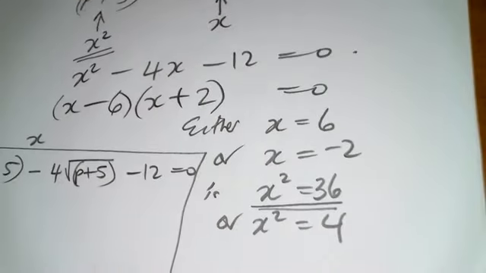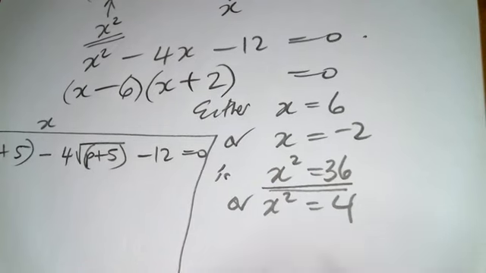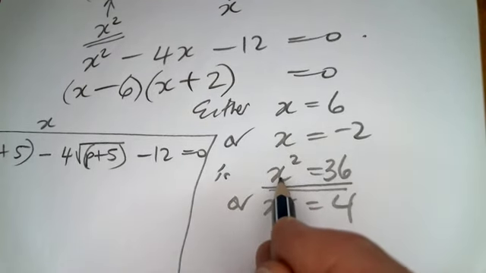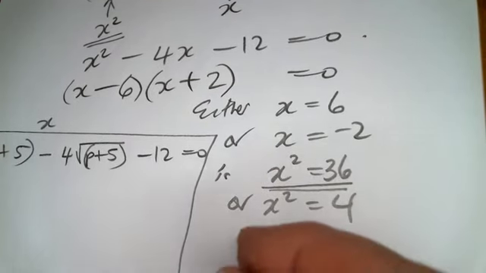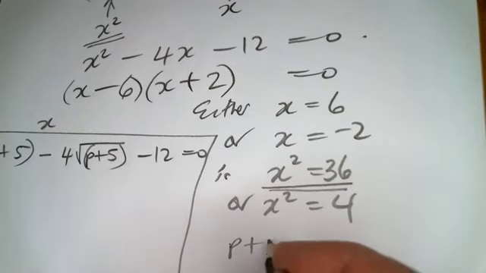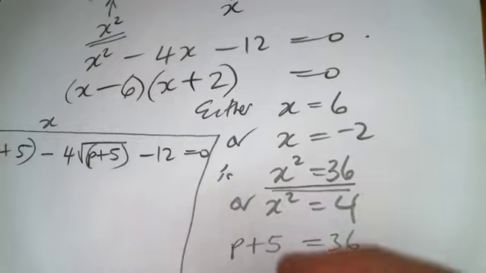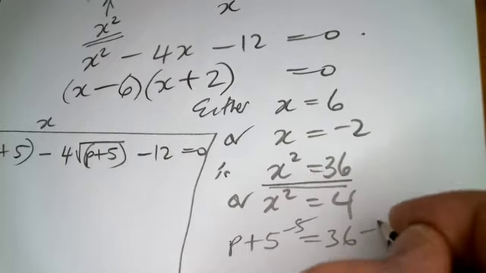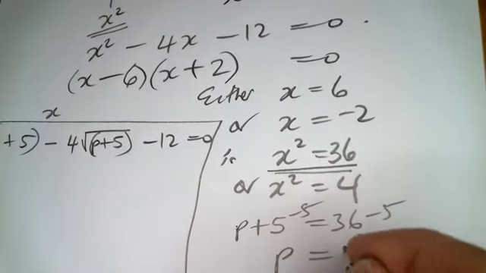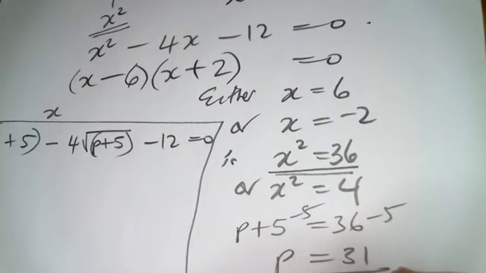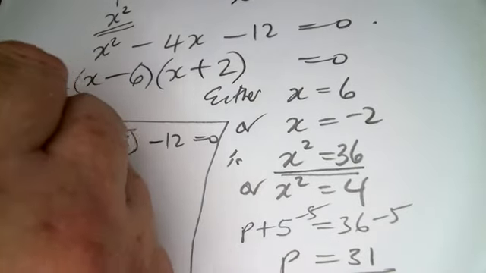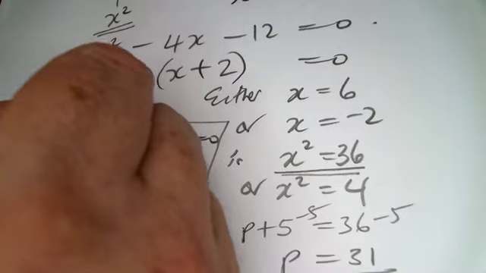So I'm going to go back. I made a mistake there. I just missed a step completely. So I got x squared equals 36, so let's go and do that now. p plus 5 equals 36. Could that be what we're looking for? We'll subtract 5 from both sides. p is equal to 31. So that's the first one we're going to test. So it's not x, it's actually p is equal to 31.